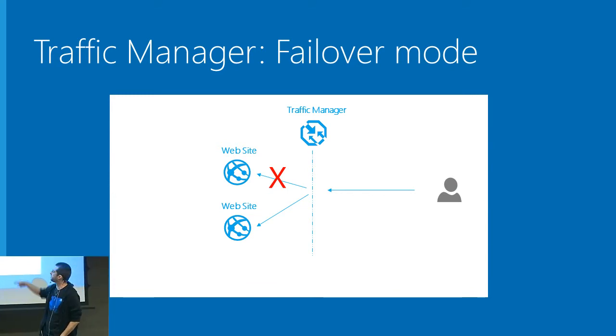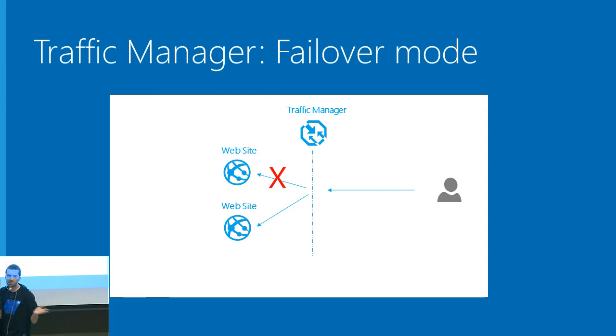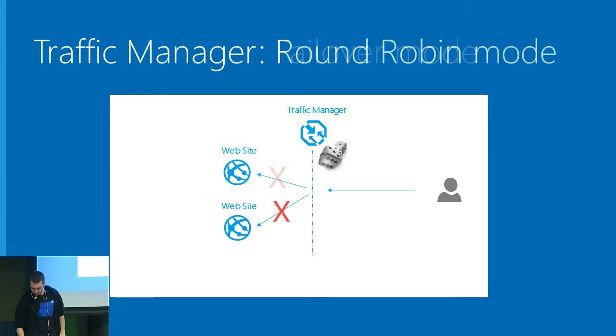One, the simplest one, is failover. So basically give it two endpoints and say, always send the request to this one. If this one goes offline or it doesn't respond, you send the request to the other one. There's no load balancing, there's no intelligence there. It just offers a failover option for your web requests.